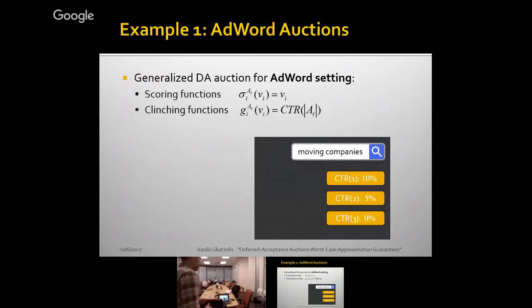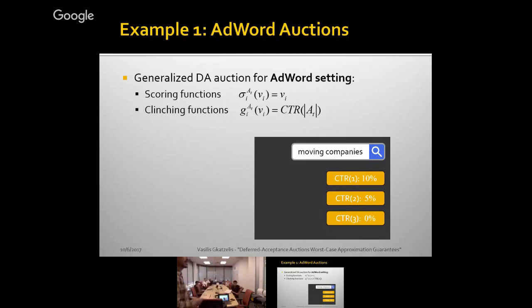Let's go to the AdWords setting to give you a specific example here. In the AdWords setting, we can actually get the optimal social welfare with all the additional guarantees. In fact, what we're going to show is that VCG is a deferred acceptance auction in this specific setting. In fact, for those of you who know what a polymatroid constraint is, this is just a special case of a polymatroid constraint. What we show is that for any polymatroid constraint, there exists a deferred acceptance auction that achieves the optimal social welfare. Okay, so let's stick to this example.